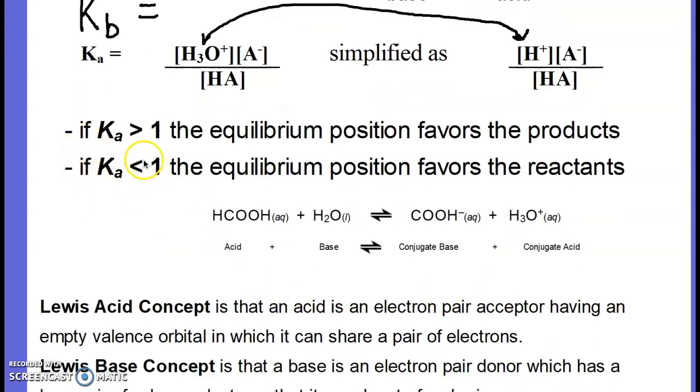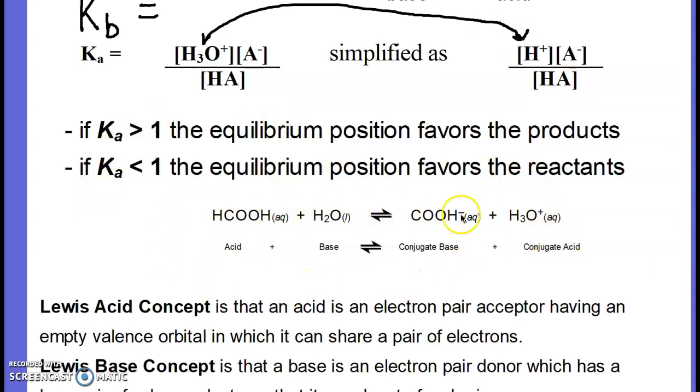So we think about these acid dissociation constants here, this Ka. If it's bigger than 1, think about this mathematical equation here. If it's larger than 1, that means the numerator is bigger, and so you have more products than reactants. So that favors the products if it's larger than 1. If the acid dissociation constant, the Ka, is less than 1, that means you're dividing by a larger number. Your denominator is larger, which means you have more reactants than products. So that favors the reactants, okay?